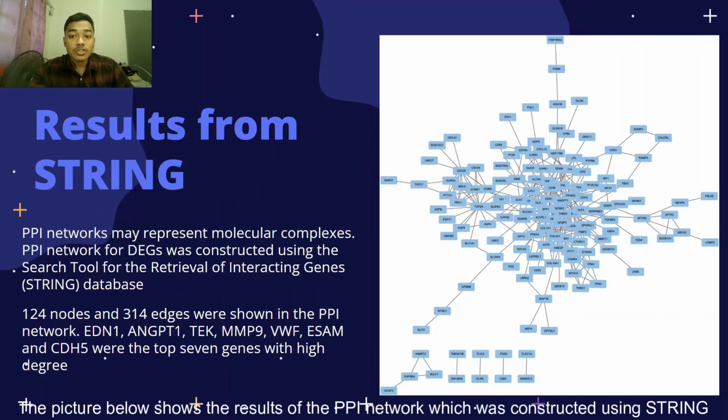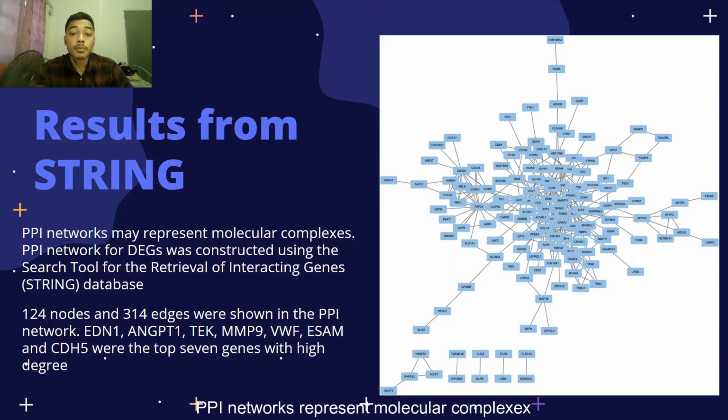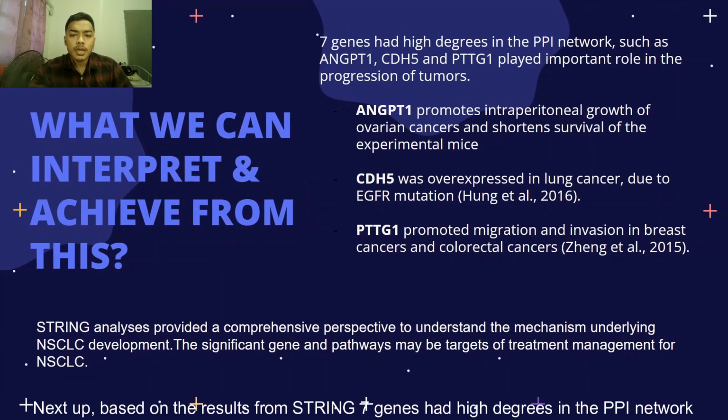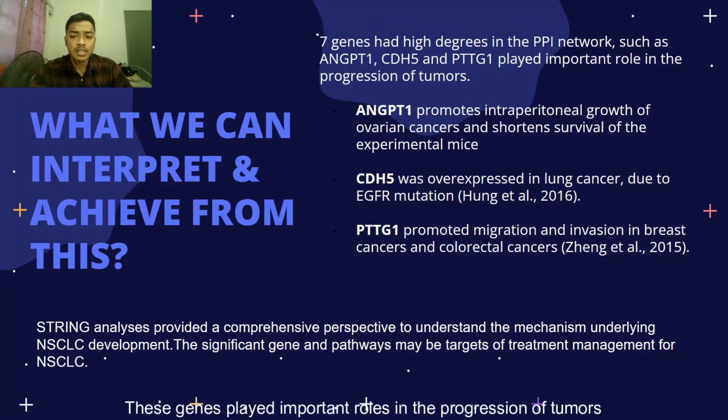The picture below shows the results of the PPI network, which was constructed using STRING. The PPI network represents molecular complexes. There are 124 nodes and 314 edges in the PPI network. Nodes represent proteins and edges represent interactions. Next up, based on the results from STRING, 7 genes had high degrees in the PPI network. These genes played important roles in the progression of tumors.